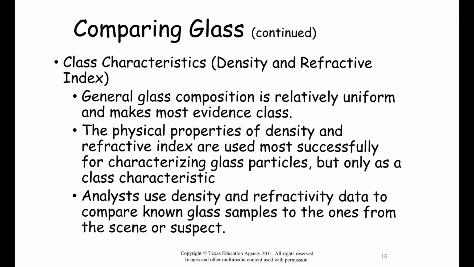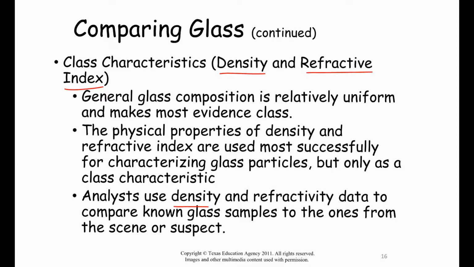So if we're not going to sit there and piece all the pieces of glass together, then what are we going to do? Well, we're going to rely on class characteristics, and we look at 2 of them in particular. We look at the characteristics of density and of refractive index. So the way this works is all types of glass will have a specific density. So soda lime glass will have one kind of density, and crystal will have another kind of density. They'll also all have refractive indices, which I'll explain what that means in a little bit.